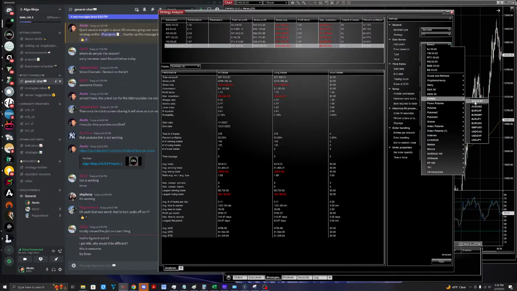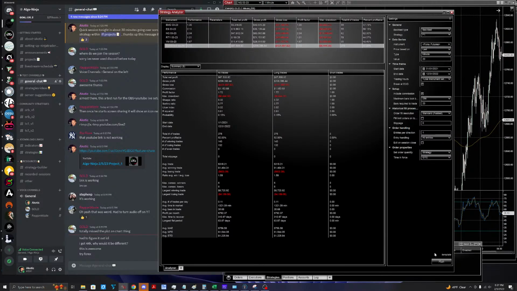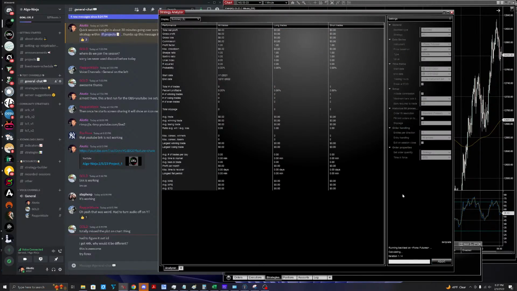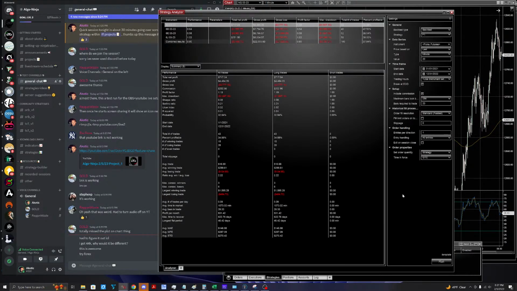So I don't have the historical data for the actual Forex pairs, but I do have the futures data. It looks like I actually didn't make a Forex basket on here. Yes, I do. I'm seeing things. Forex futures. I'll be surprised if we're even profitable overall, but I have a little bit of faith. Looks like we're not.